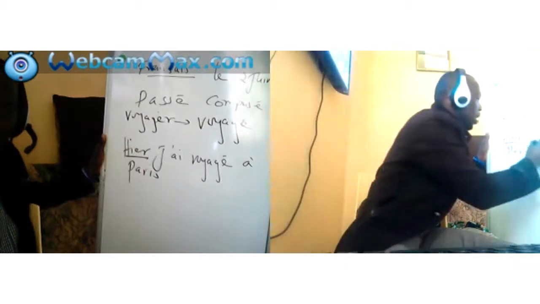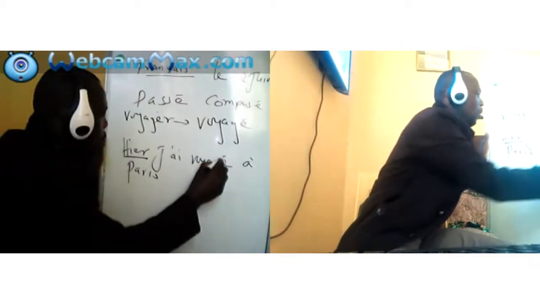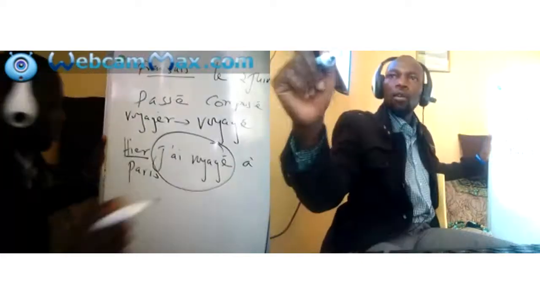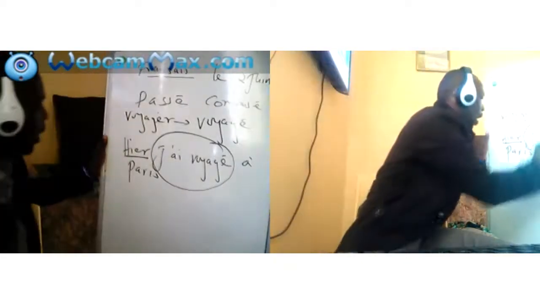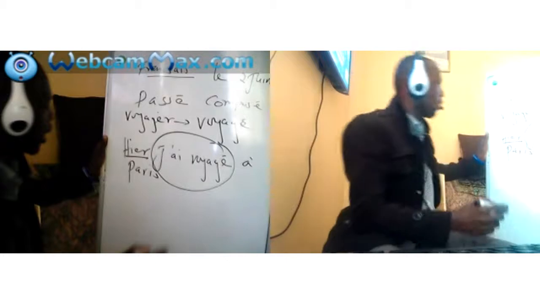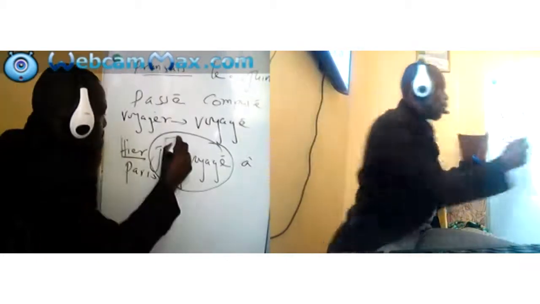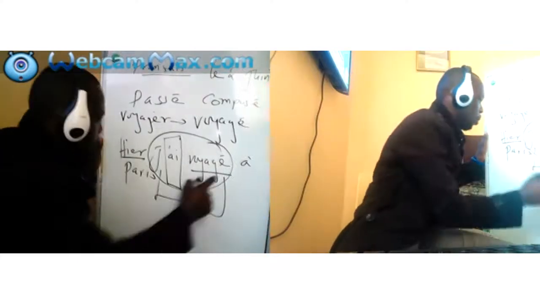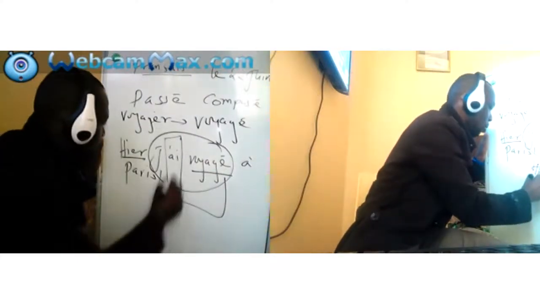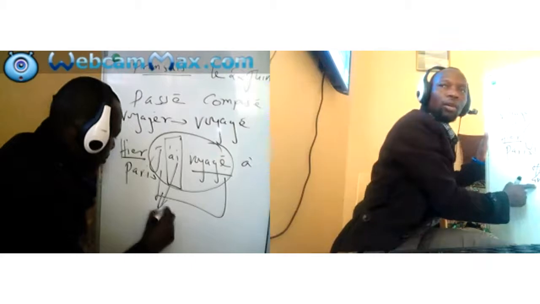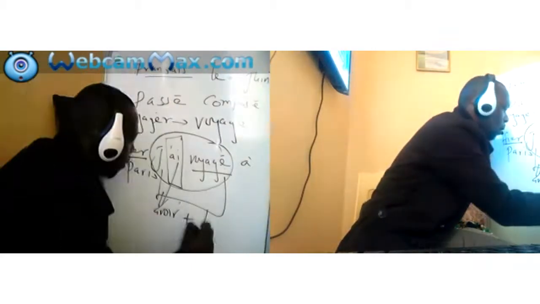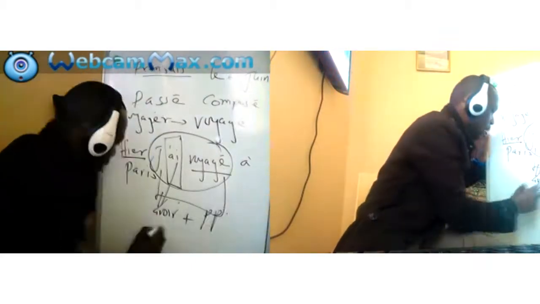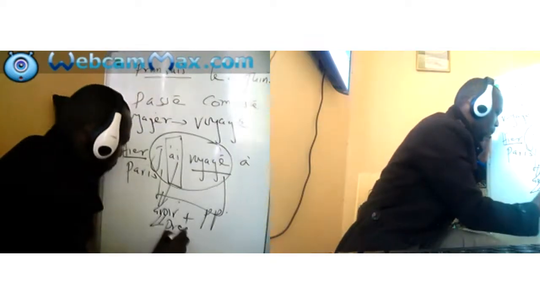J'ai voyagé. You see, when talking about the formation of the passé composé, we have the tense: the verb to have, conjugated, plus the past participle. So indeed, the formation of the passé composé is avoir, plus participe passé. This avoir is conjugated in the present.